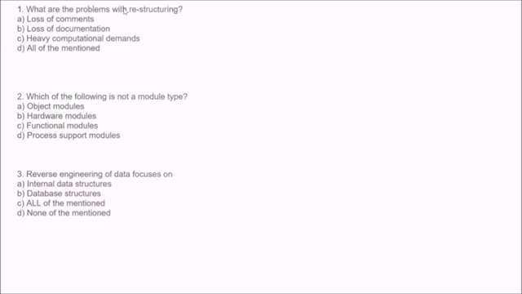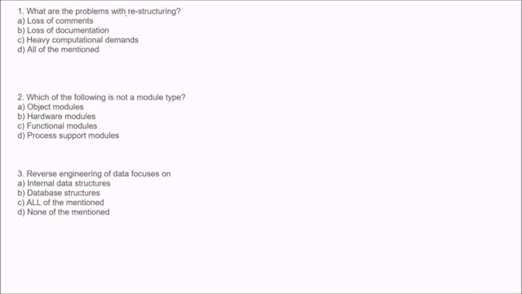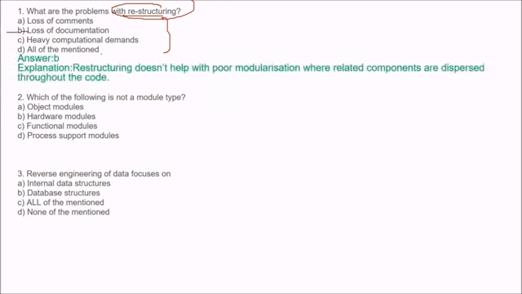Next topic today is software re-engineering. What are the problems with restructuring? These are options for you. The answer is loss of documentation. Restructuring doesn't help with poor modularization where related components are dispersed throughout the code. So loss of documentation will be there.